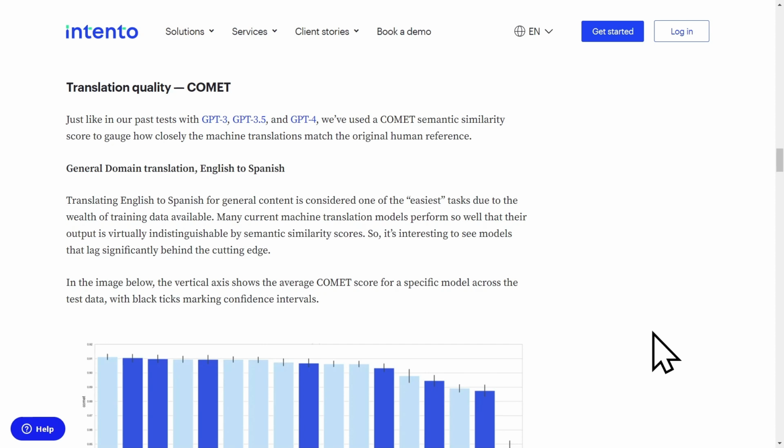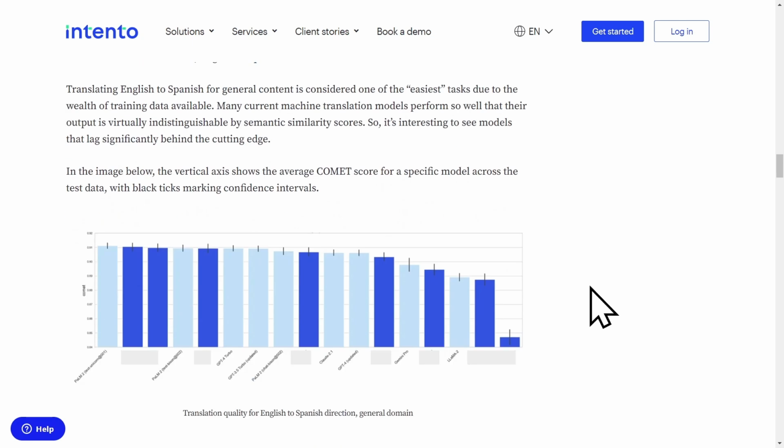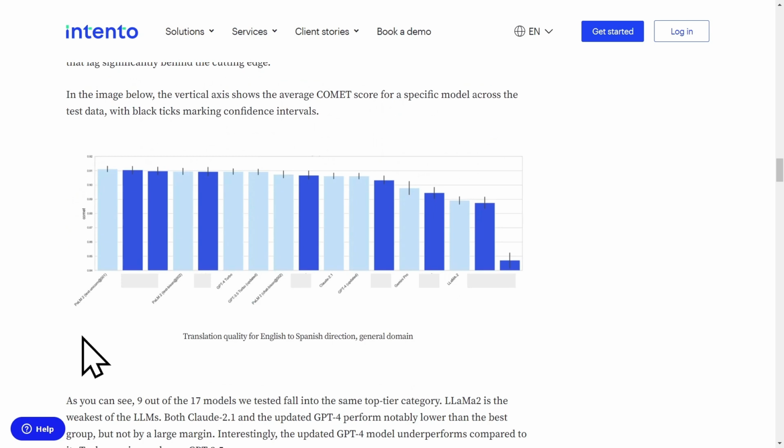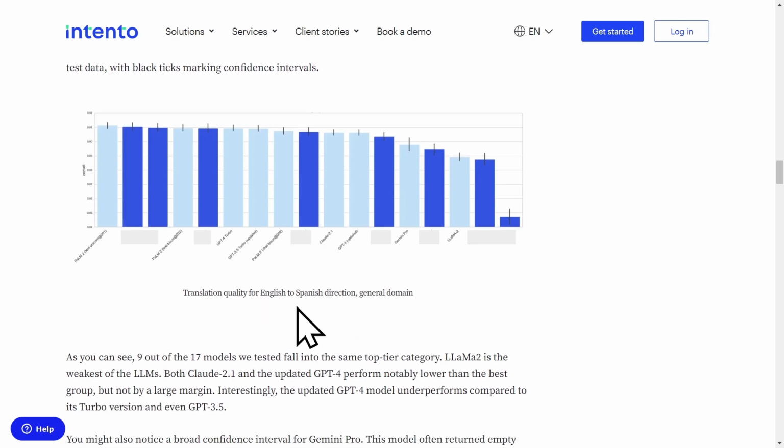Okay, so let's now talk about translation quality. To test that, they've not done human evaluation. They've used Comet, which is an automated system to test translation quality, and it's considered a good metric. My understanding of their graphs here is that light blue is an LLM and deep blue is an MT system. What's interesting is that for those that perform the best, there's not a huge difference in quality between them. And here we are testing English to Spanish in general domain.